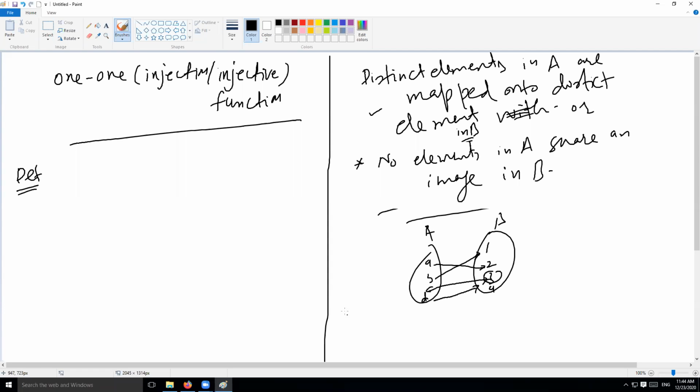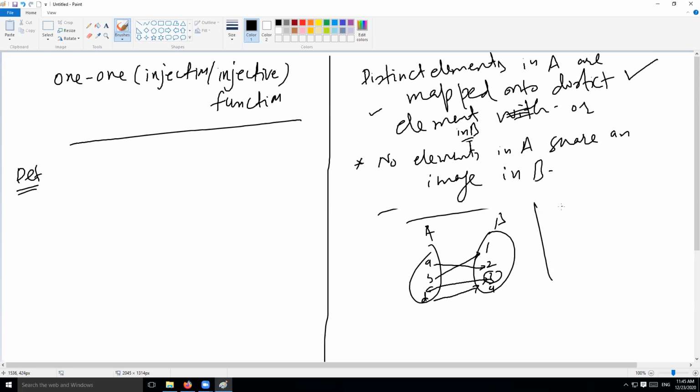I want to write a precise definition. So how should I say? Okay, so the best way to say the precise definition is to mathematize this definition actually. Okay. So what does it mean?